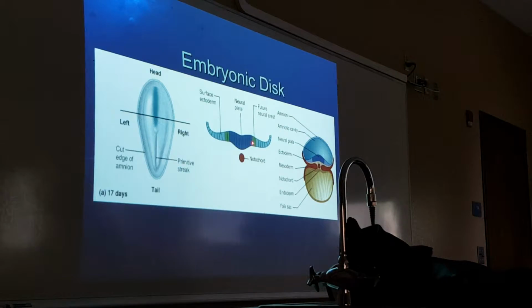This central part of the ectoderm is going to go through changes which ultimately will convert it to the central nervous system. So the central nervous system is derived from the ectoderm, and all of these cells are going to differentiate into nervous tissue.